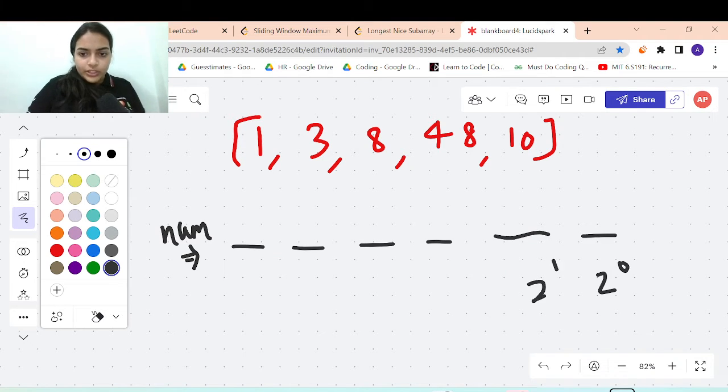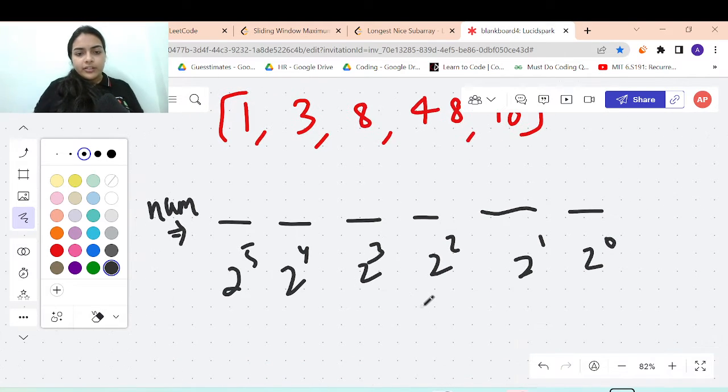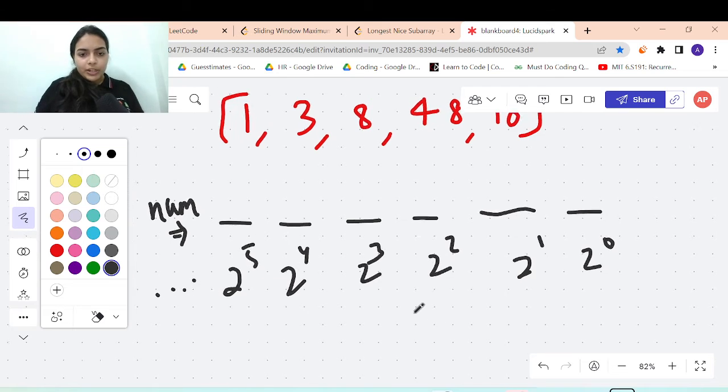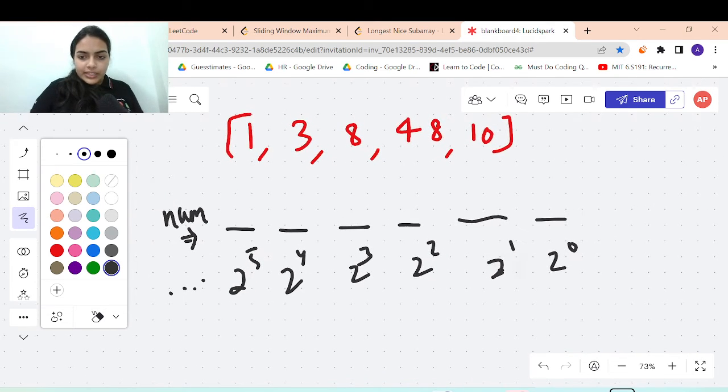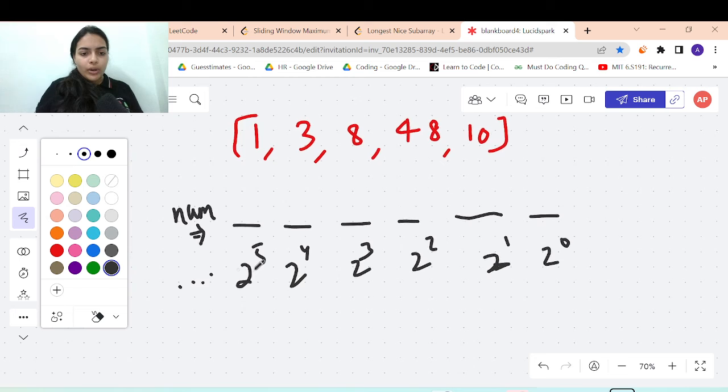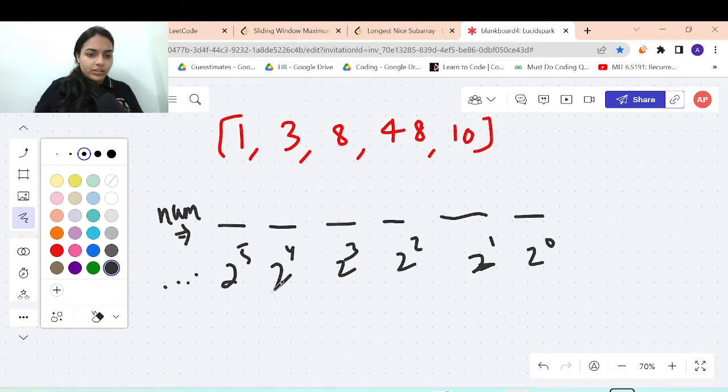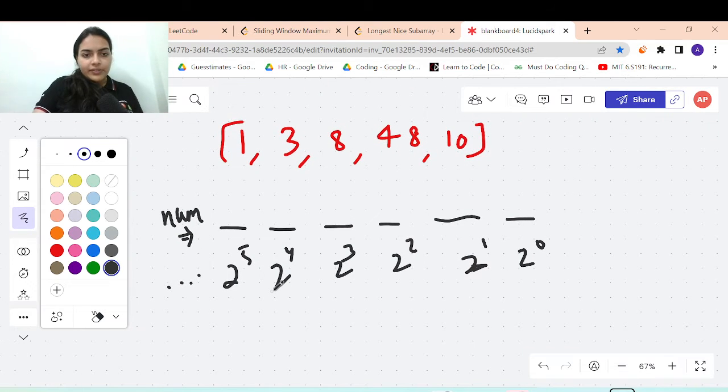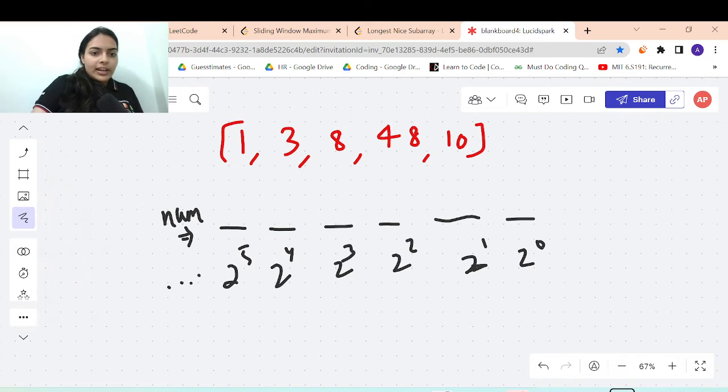This is 2 power 0, this 2 power 1, 2 power 2, 2 power 3, 2 power 4, 2 power 5. Hopefully this will cover up to 2 power 32. Let's consider the bits as 32, but we need not consider that. Within this we can see the dry run. Let's start with the number 1. 1 is equal to 2 power 0, so this bit is set and all other bits are 0 in this number.